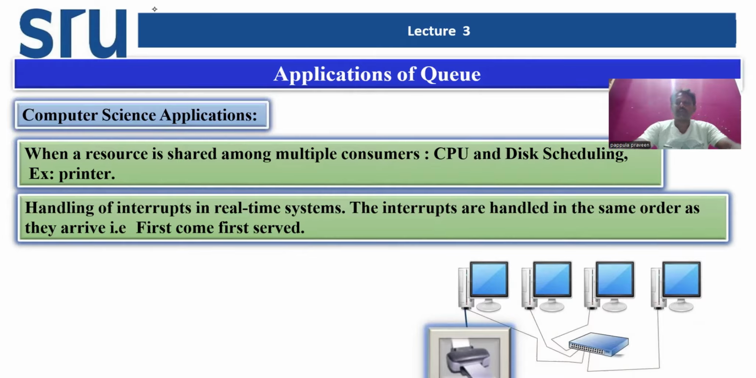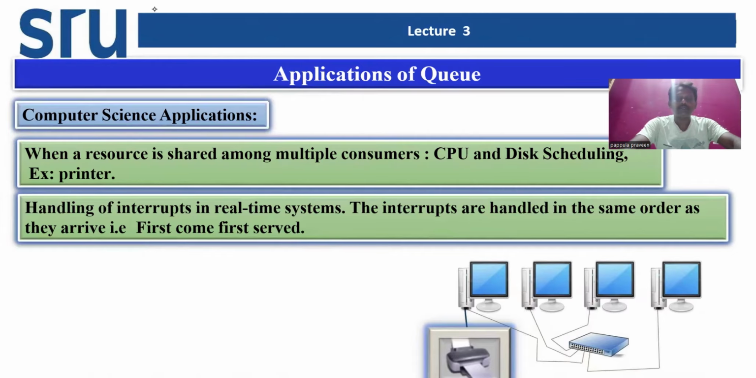Here we have a pictorial visual representation. In this representation, printers produce the printout by order only, that is first in, first out, and interrupts are also handled using first come, first served. So these are the applications in computer science.